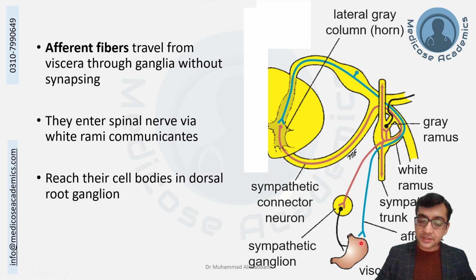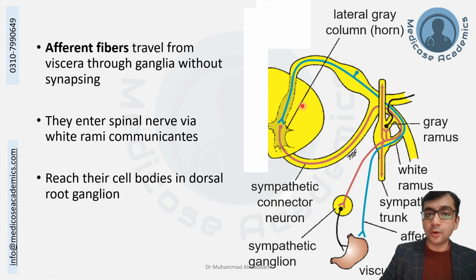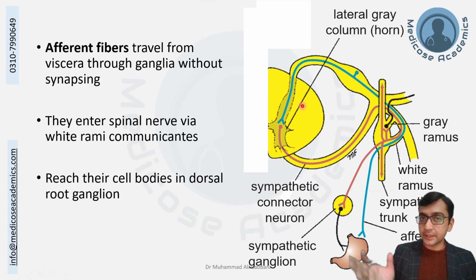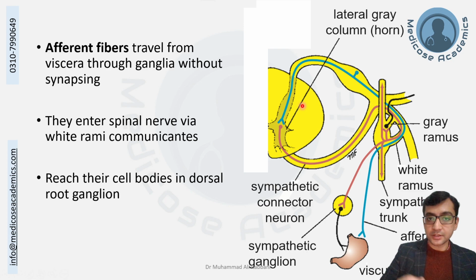The sensory component travels along the same nerves back all the way through the sympathetic chain, through the white ramus communicans into the spinal nerve, and it then goes to the dorsal root and enters the spinal cord there. So the afferent fibers trace back along the same pathway from which the general efferent fibers came to reach the organs, and they have their cell bodies in the dorsal root ganglia with pseudo-unipolar neurons.